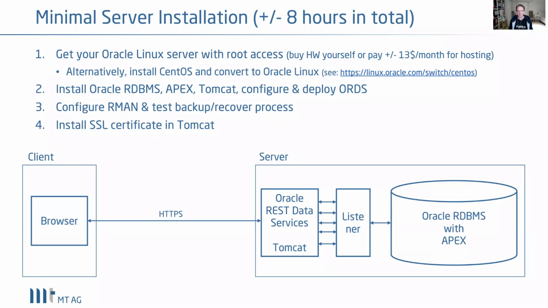So you have an Oracle Linux server. You can install it directly on the server, or you take a CentOS machine. You can rent those for like $13 each month, and then convert CentOS to Oracle Linux. There's a nice script for that. You can see the link on the slide. And as soon as you have Oracle Linux in place, you can install the database, you can install Apex, Tomcat, and configure and deploy ORDS on Tomcat.